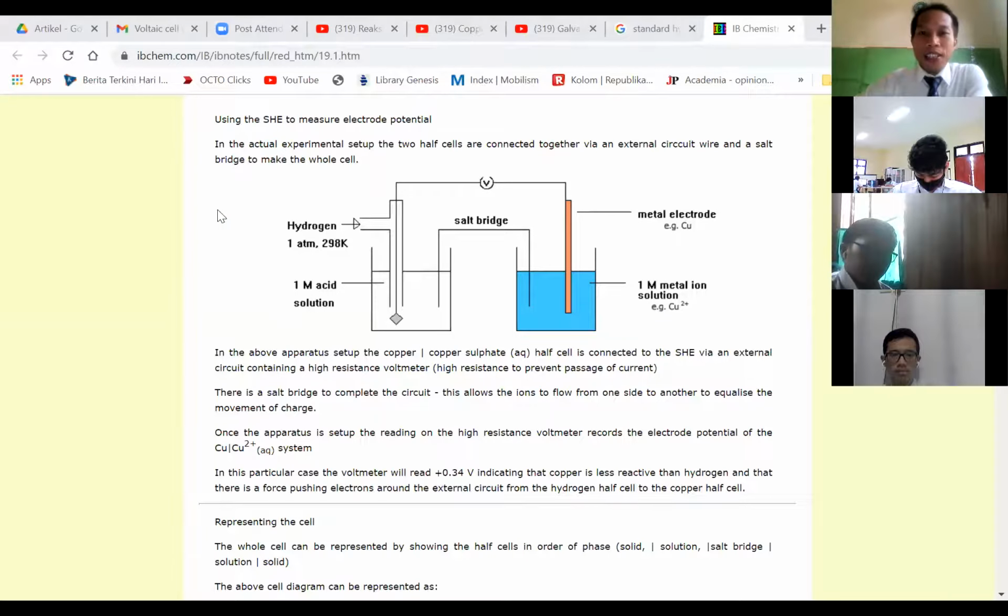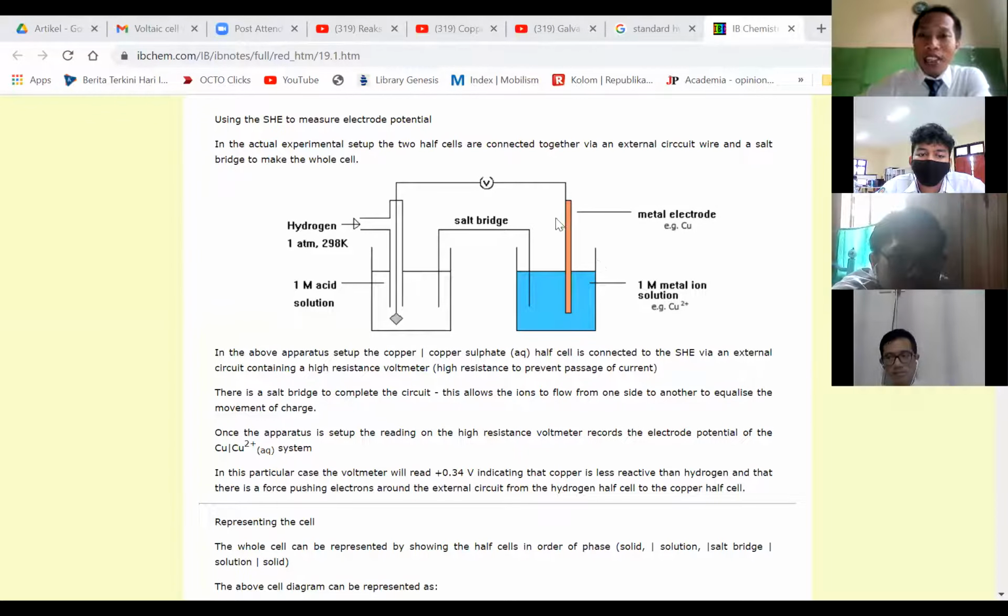This is the picture of SHE, guys. As you can see here, in the left side, it is what we call SHE, the standard, and the right side is the reduction. SHE is accepted as 0.